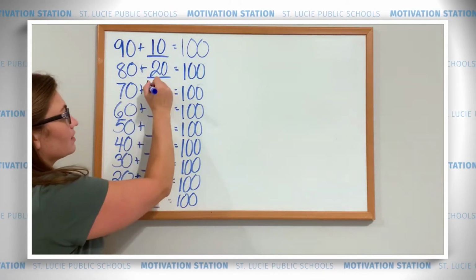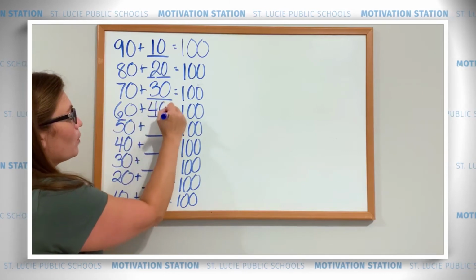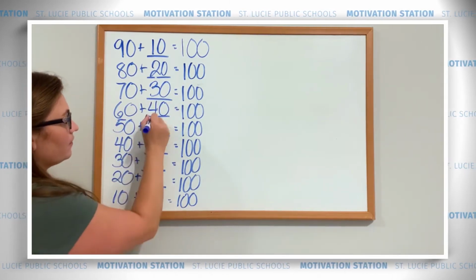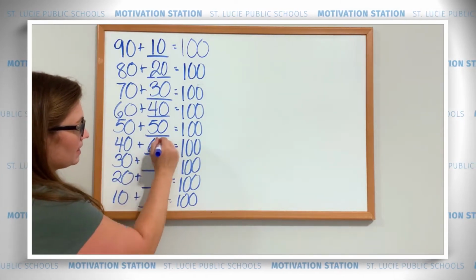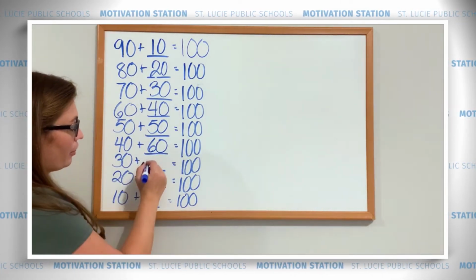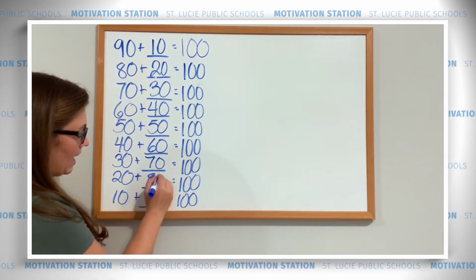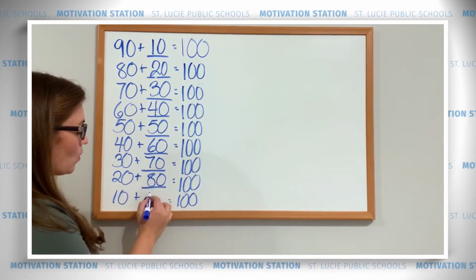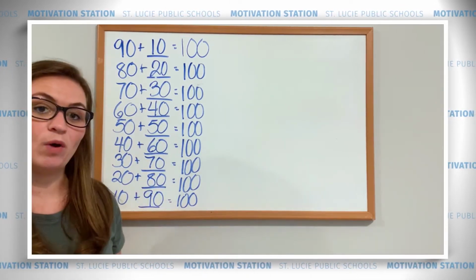70 plus 30 equals 100. 60 plus 40 equals 100. 50 plus 50 equals 100. 40 plus 60 equals 100. 30 plus 70 equals 100. 20 plus 80 equals 100. And 10 plus 90 equals 100.